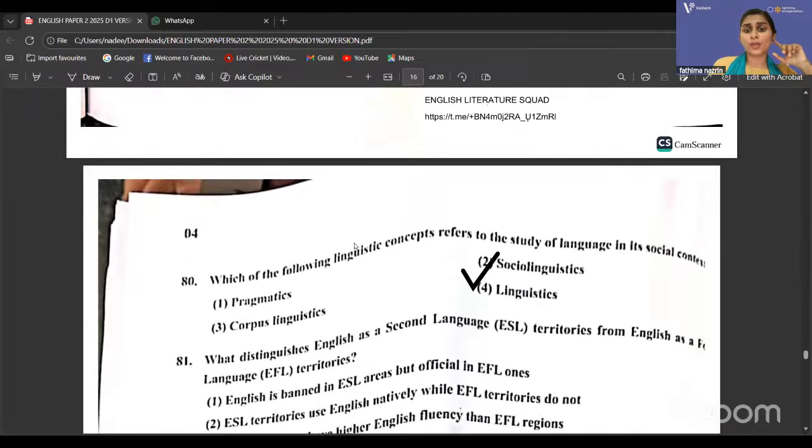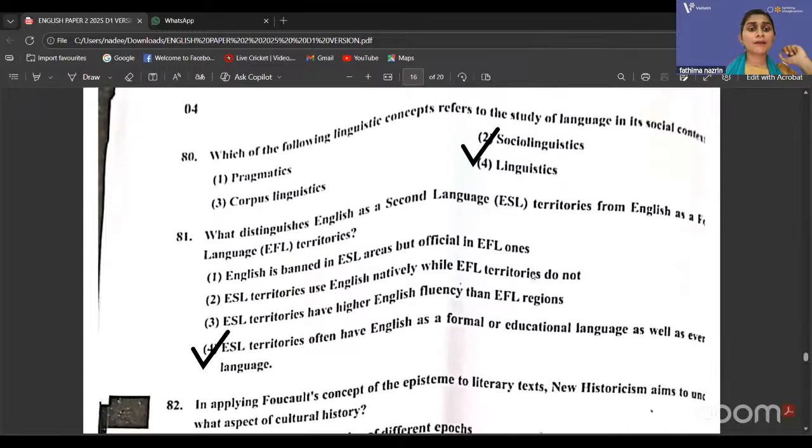Now, which of the following linguistic concepts refers to the study of language in its social context? The clue is in the question itself. It is sociolinguistics. So question number 80 has the answer sociolinguistics.